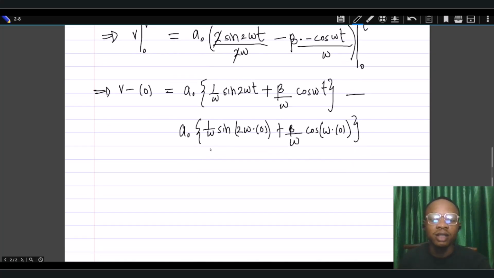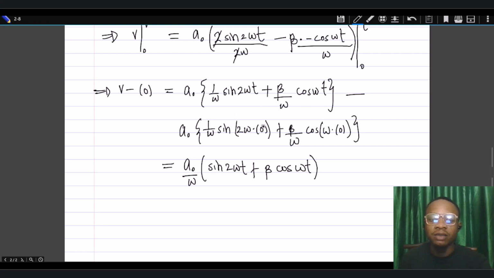So what is the next thing now? This is going to be a naught. Of course, we have dealt with this completely, so let's leave it at that. So we can write these brackets, 1 over omega is common to both of them, so we can put omega outside. And this is going to be just sine 2 omega t, then plus beta cos omega t. So that is that for this part.